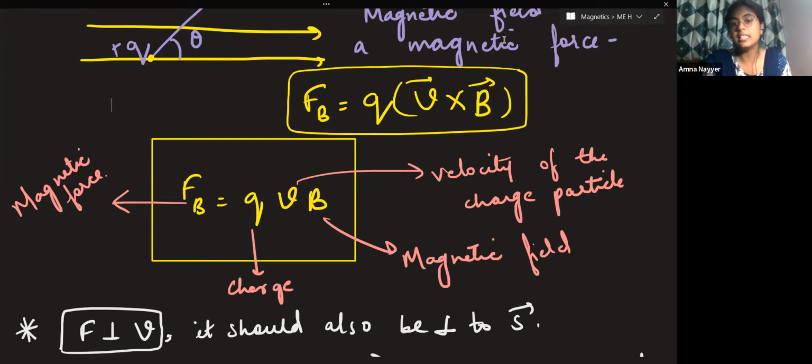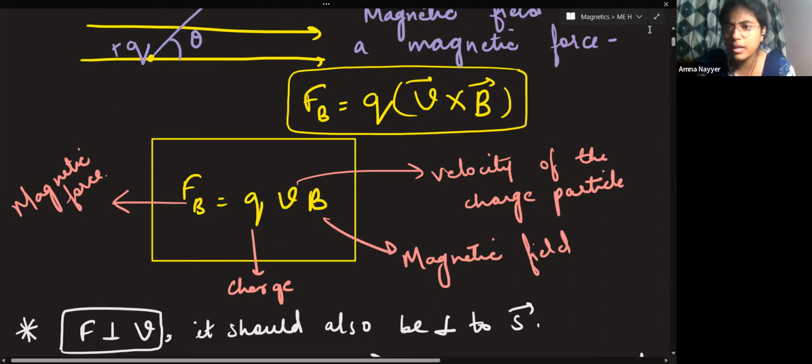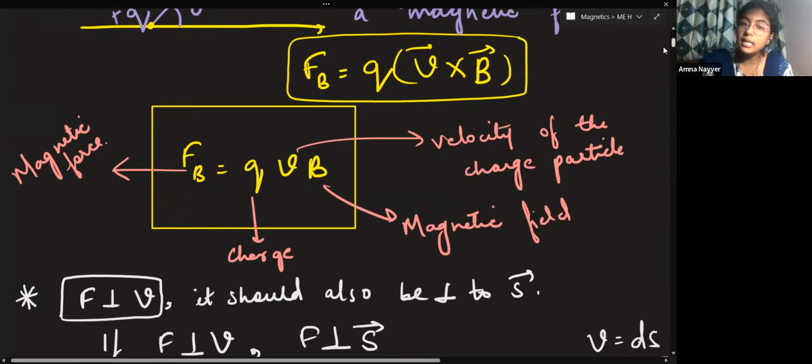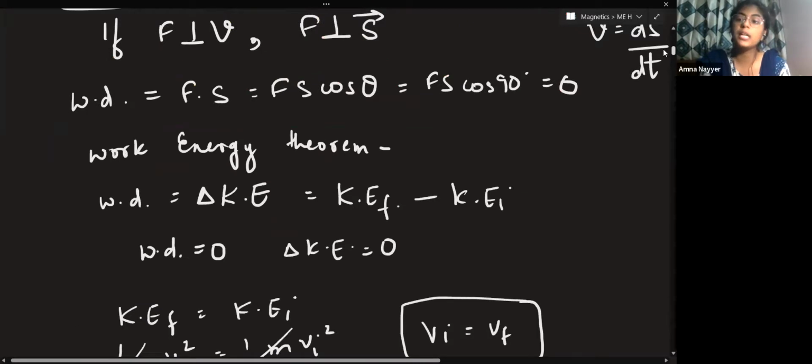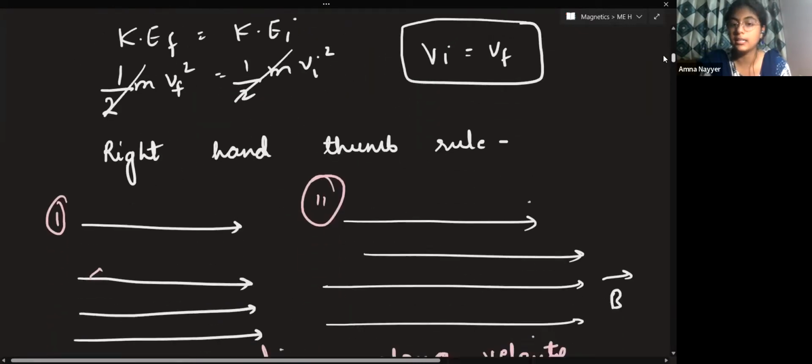Now then we had seen the theoretical question which can come if force is perpendicular to velocity. So if force is perpendicular to velocity, then force is perpendicular to displacement. So there won't be any change in work done, there won't be change in kinetic energy, and there won't be any change in the velocity. Till here we had done.